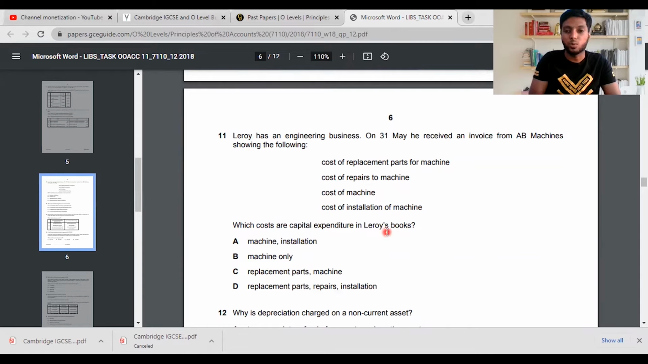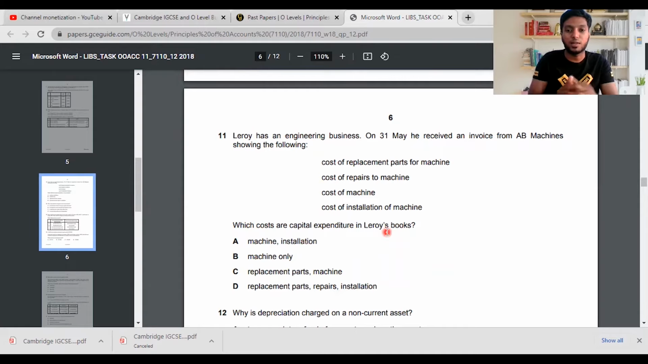As you all know, there are two types of expenditures in books of accounting. One we call revenue expenditure, the other one we call capital expenditure. Revenue expenditure is a type of expenditure which happens as a day-to-day expense of a business. A capital expenditure is only incurred when you are replacing a non-current asset, or purchasing a non-current asset, or selling a non-current asset.